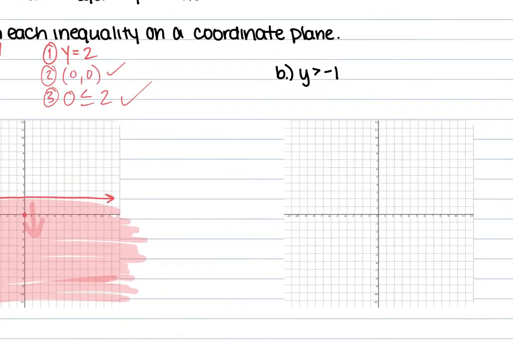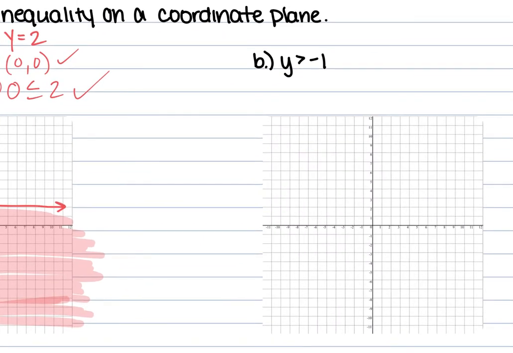Y is greater than negative 1. Okay, step number 1, rewrite it as y equals negative 1. What kind of line is that? It is going to be dotted. Who said that? Sophia, why? Excellent. So this is going to indicate it's a dotted line. But where does my line go, guys? Diego? Good. Negative 1, horizontally.